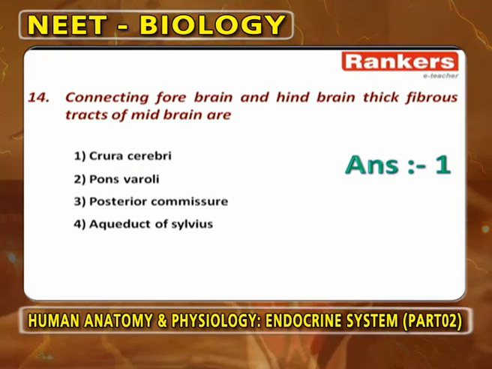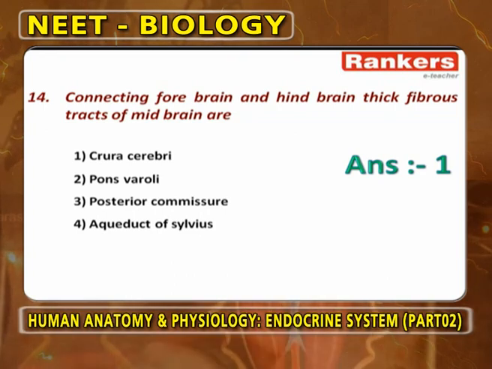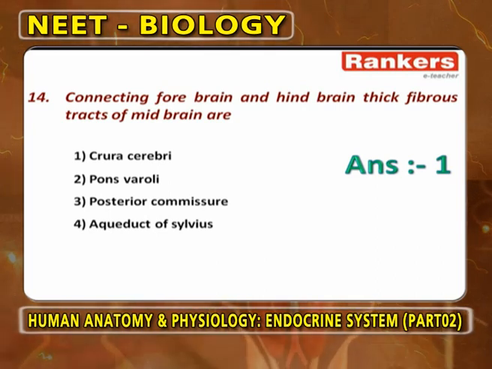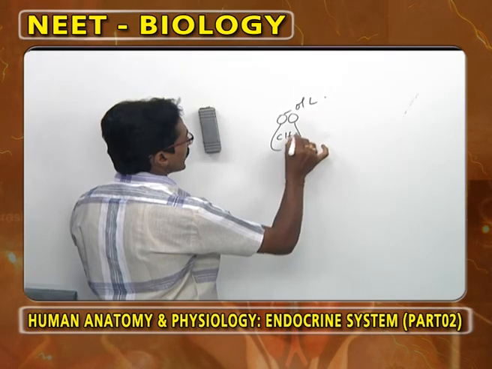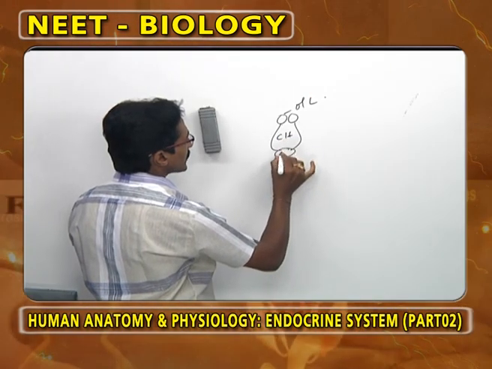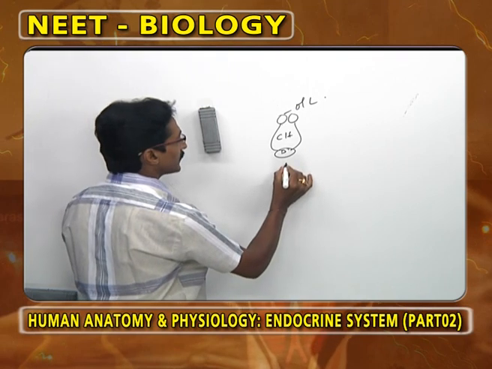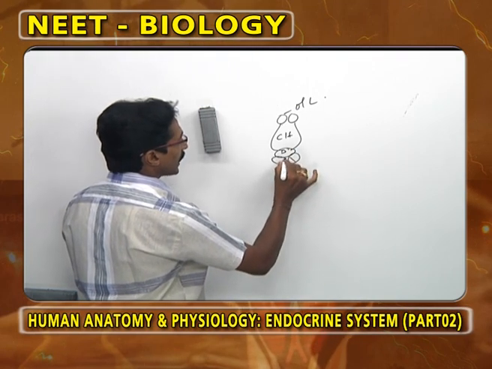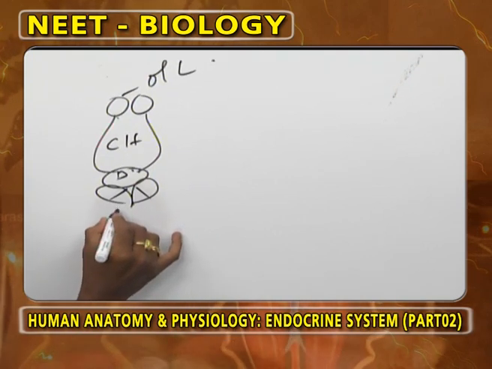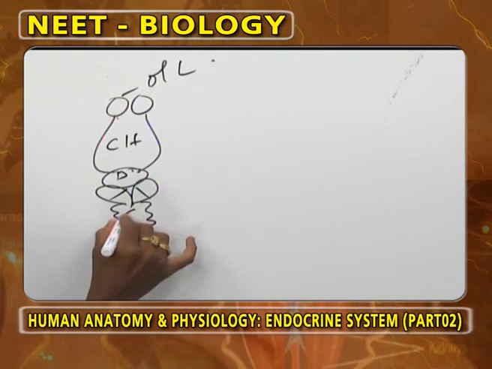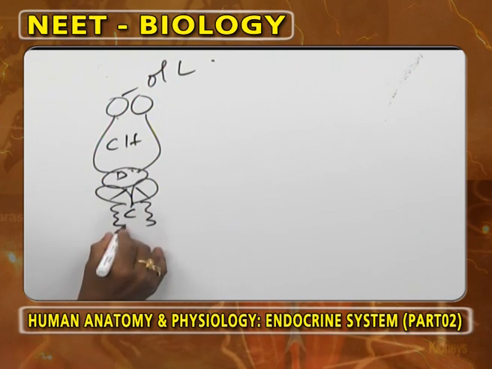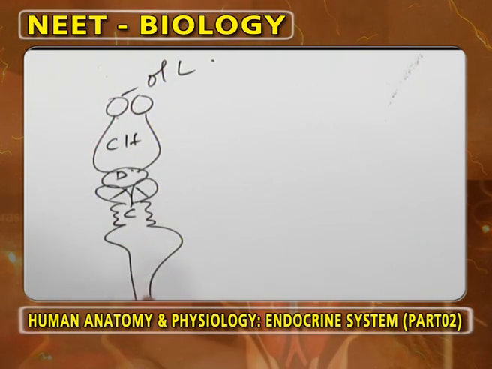Connecting forebrain and hindbrain, thick fibrous tracts of midbrain. As we observe the forebrain, these are called the olfactory lobes, and these are called the cerebral hemispheres, and this one we call the diencephalon, and these are called the optic lobes, and this one, C means cerebellum, and this one, M means medulla oblongata.